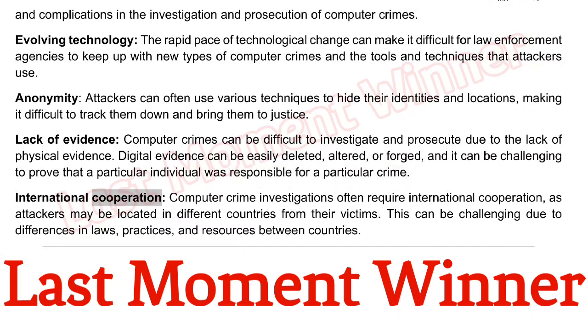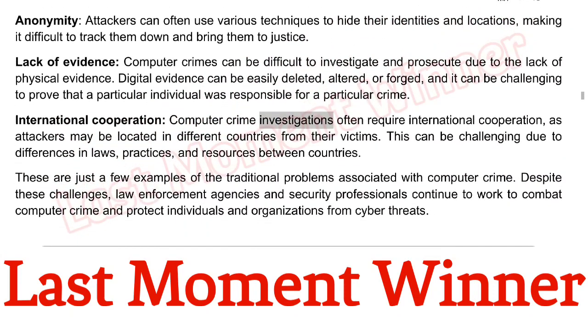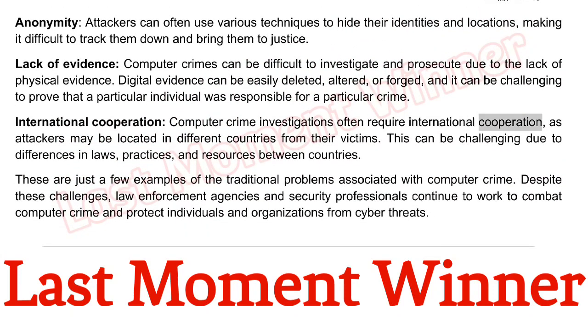International cooperation. Computer crime investigations often require international cooperation, as attackers may be located in different countries from their victims. This can be challenging due to differences in laws, practices, and resources between countries. These are just a few examples of the traditional problems associated with computer crime.